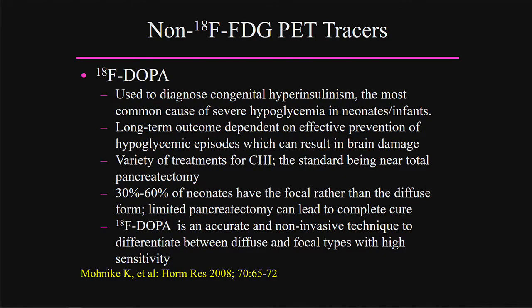F-DOPA has been used to diagnose congenital hyperinsulinism, the most common cause of severe hypoglycemia in neonates and infants, whose long-term outcome is dependent on effective prevention of these hypoglycemic episodes, which can result in brain damage. Now, there are a variety of treatments, the standard being near total pancreatectomy, but in kids, between 1/3 and 60% of neonates have the focal rather than the diffuse form of congenital hyperinsulinism, so limited pancreatectomy can lead to complete cure. And F-DOPA is accurate and a non-invasive technique to differentiate between these two types with high sensitivity. And we'll hear more about that later in the conference.